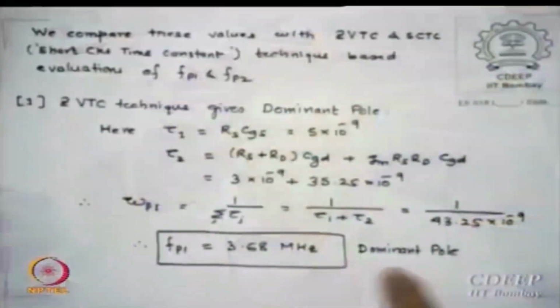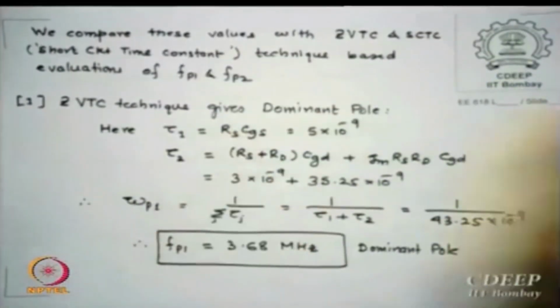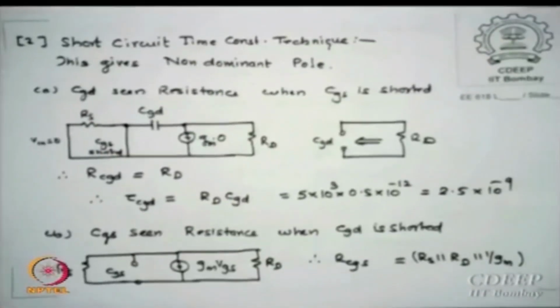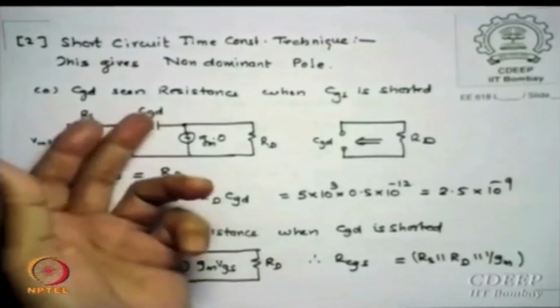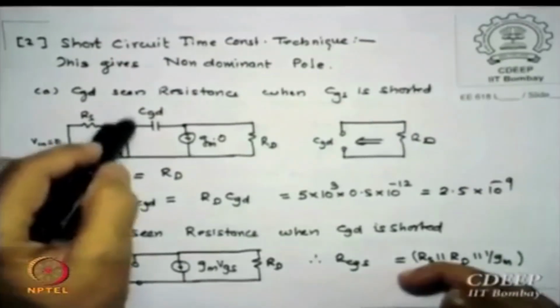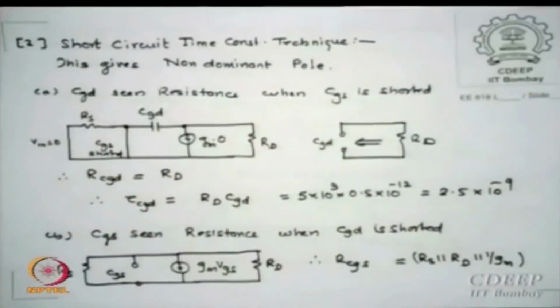Survi ji, note down: FP1 is 3.68 megahertz. Tau 1 and tau 2 have already been calculated and are being substituted. The next technique is for the capacitance you are really looking for. Let's say I want to find the resistance seen by CGD. So physically short all the other capacitances. Here I short it; there was nothing placed here yet, so no question arises on this side.